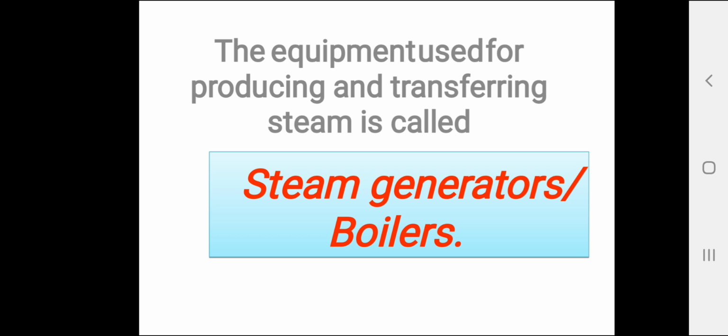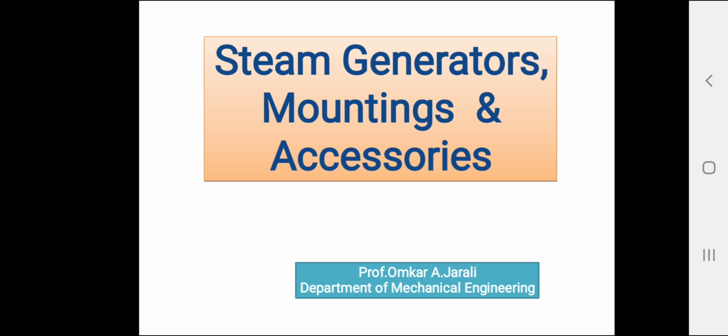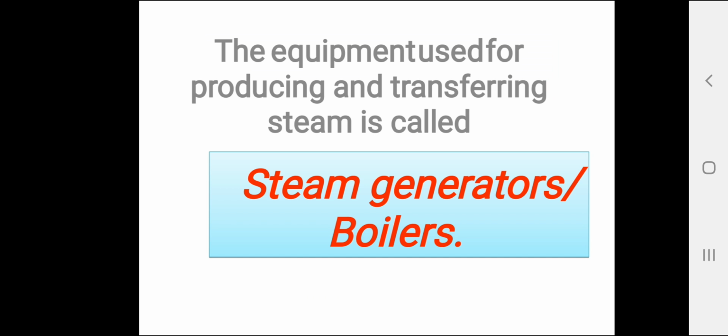Okay. What is a steam generator? Steam generators or boilers. The equipment used for producing and transferring steam is called a steam generator. A steam generator is also known as a boiler. This is equipment used for producing and transferring steam.